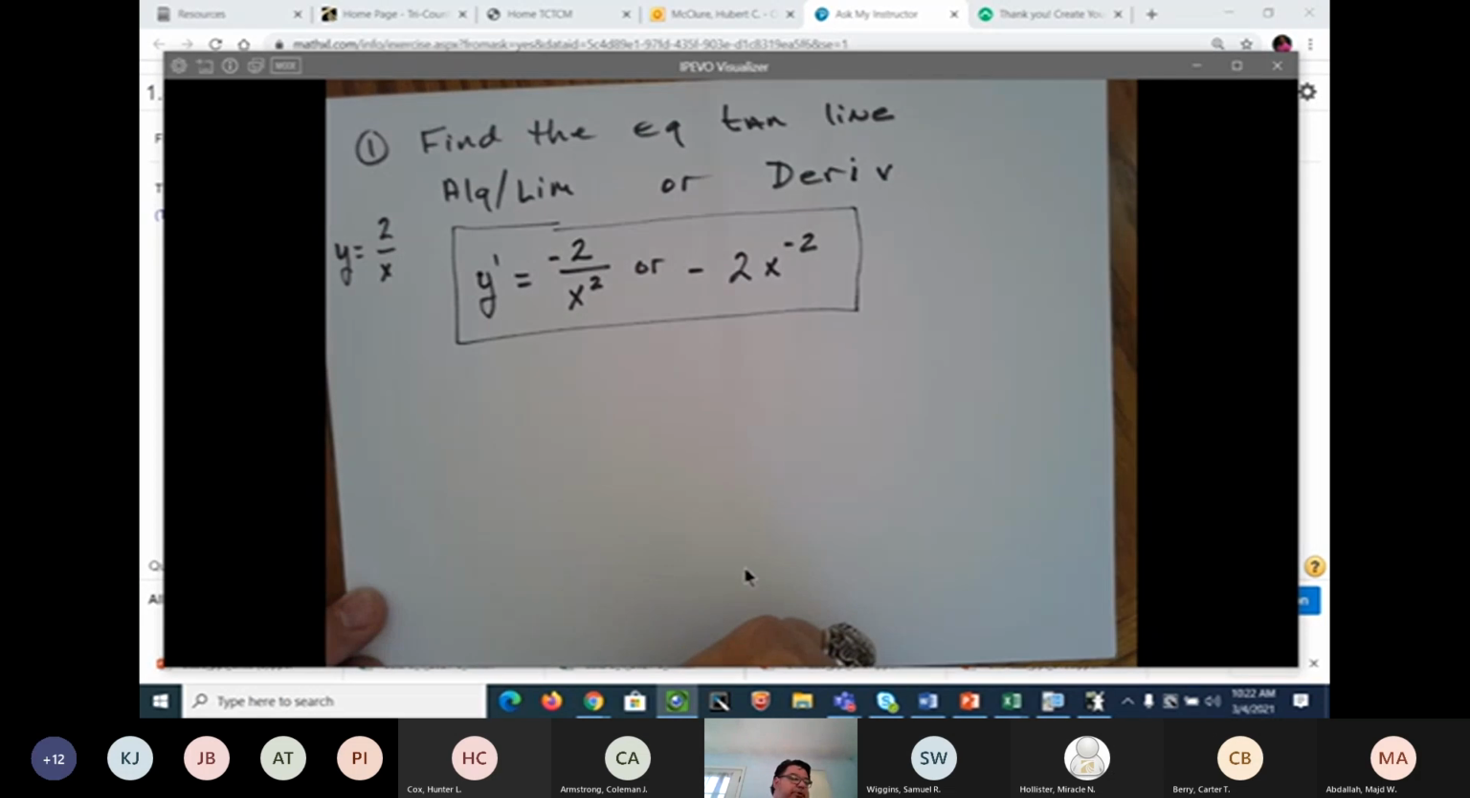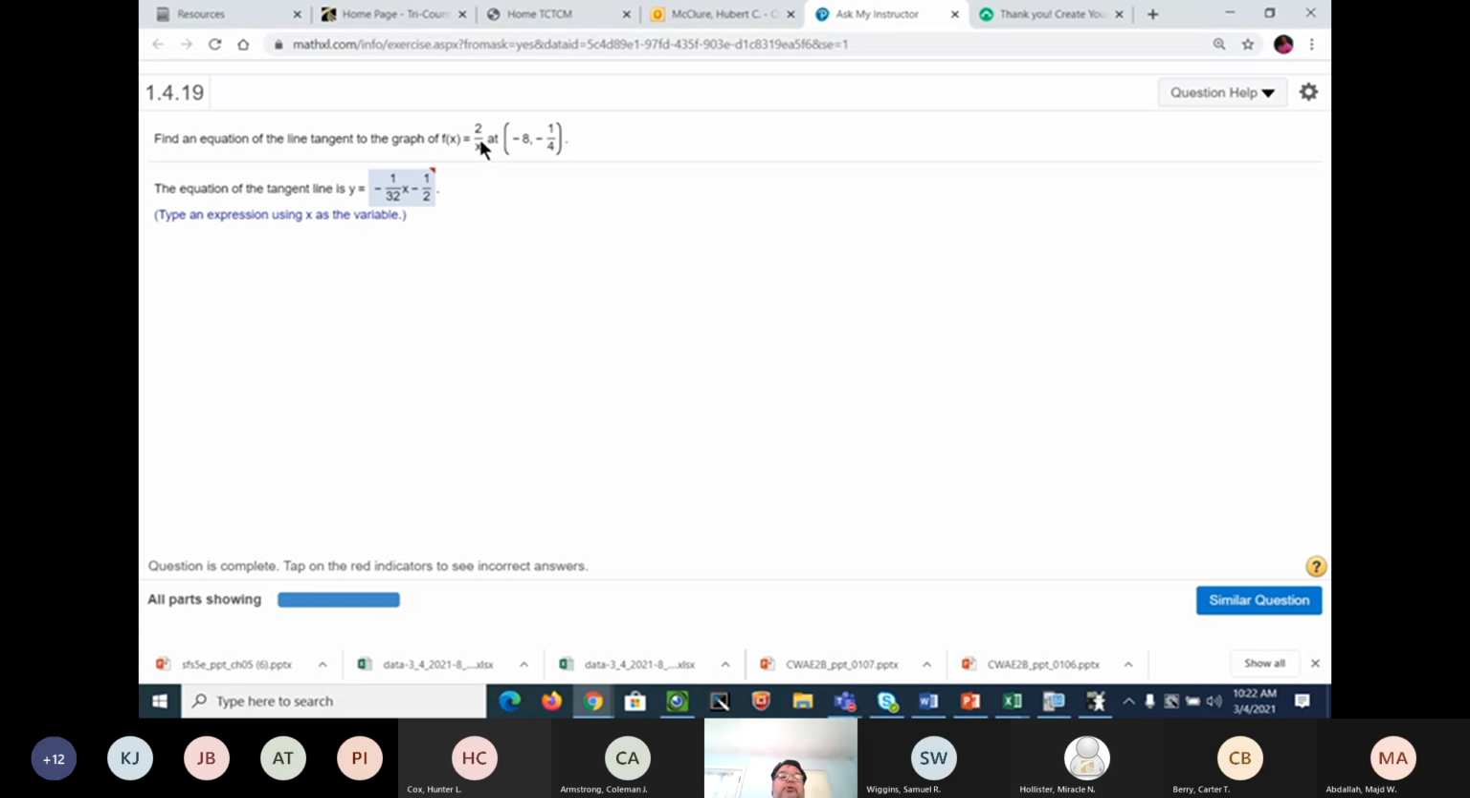And we know that f of x, or y, was equal to 2 over x. I think that's what it was, wasn't it? Let me look and make sure. So, yeah, 2 over x. That's the original, so I know my function looks like this. And they say at negative 8, comma, negative 1/4. Now watch what I'm going to do here. I'm going to take my handy dandy highlighter, and we're going to highlight this orange: negative 8 and negative 1/4.